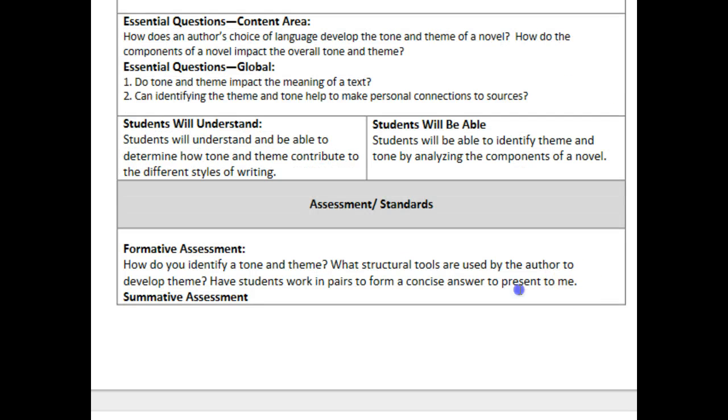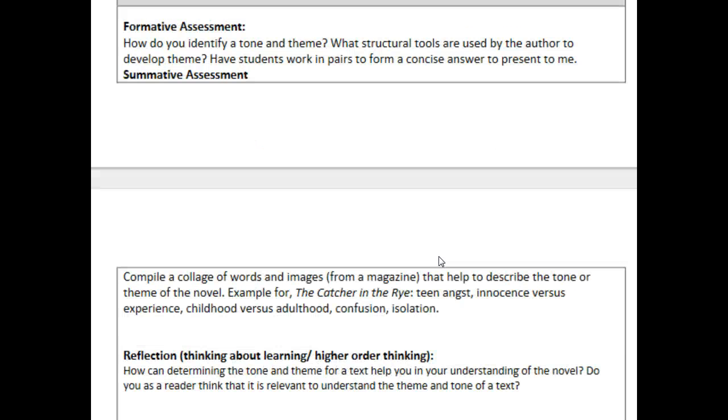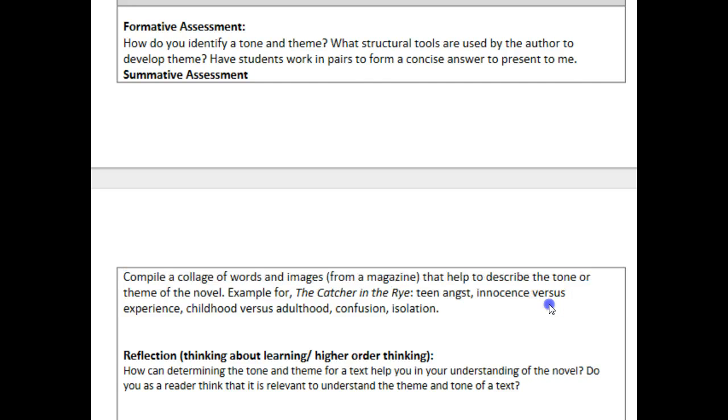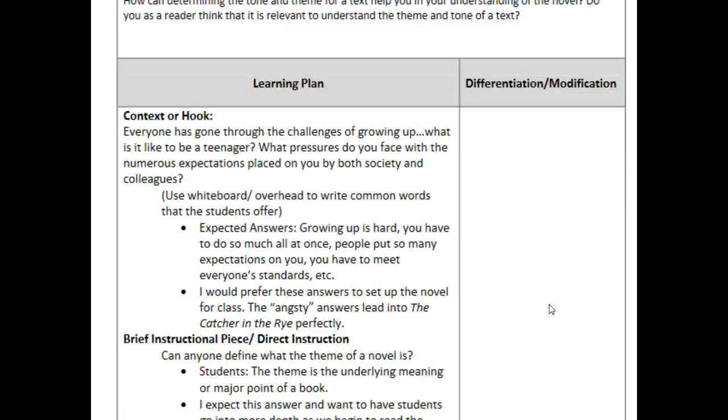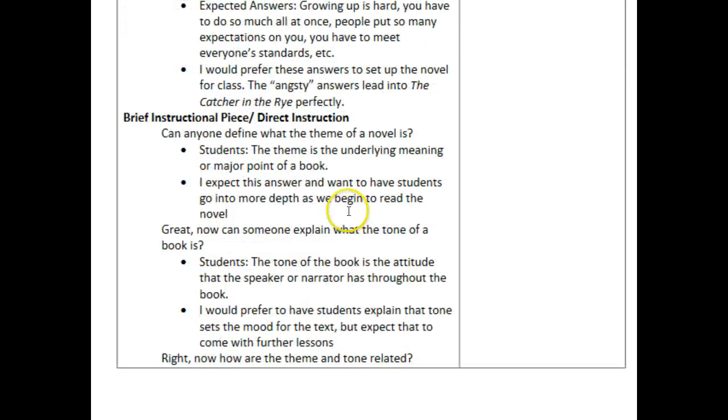So you have students working in pairs to do discussion for your formative assessment, and your summative assessment looking at a collage of words and images to describe tone or theme. That's a really cool summative assessment. I like that. It allows for some creativity. All right. So you've got your context and your hook in there, and I love that you're addressing that universal human experience, growing up, angsty, things like that, okay?